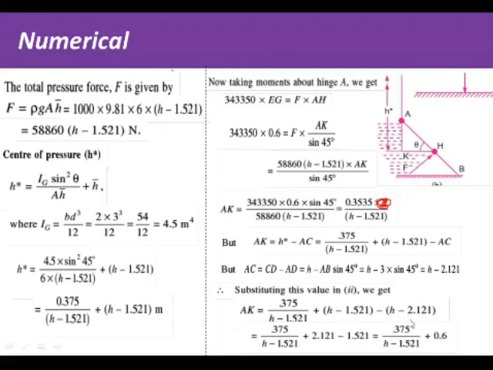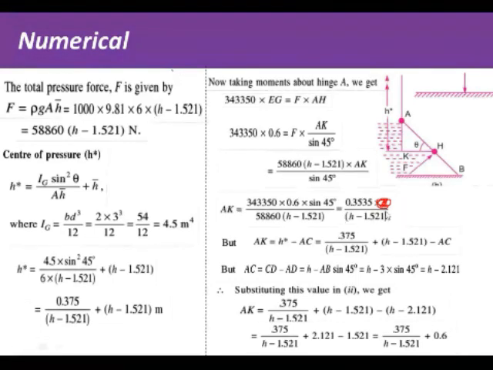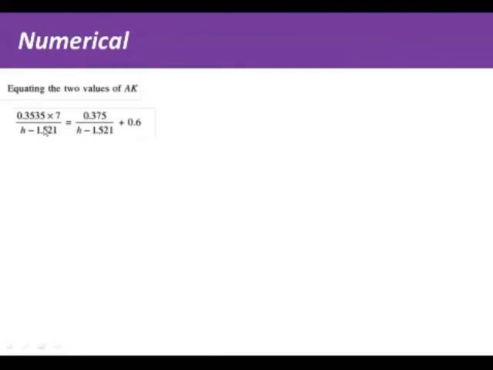So finally that will be 0.6. First term we will keep as it is, so it is 0.375 divided by H minus 1.521 plus 0.6. This is the value of AK. Now there are two equations. This is one equation, value of AK. This is second equation, value of AK. So we can equate these two equations: 0.3535 into 7 divided by H minus 1.521 equals 0.375 upon H minus 1.521 plus 0.6.